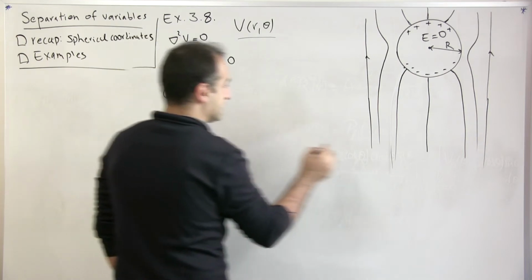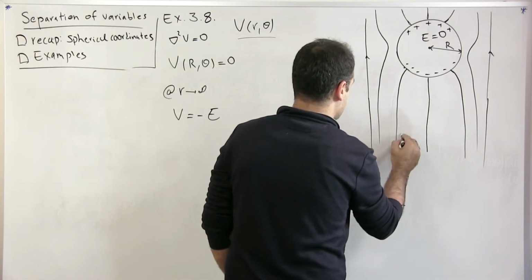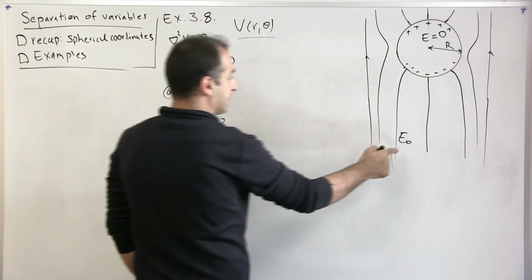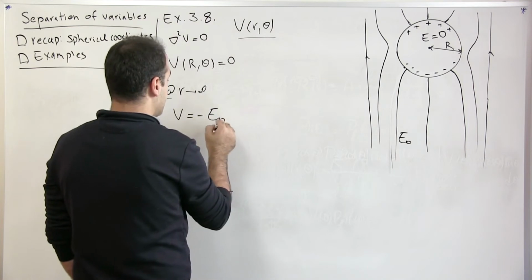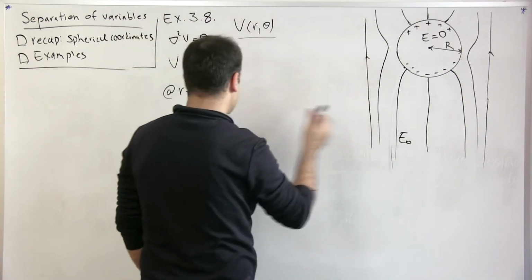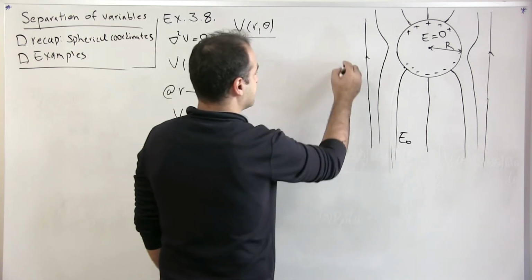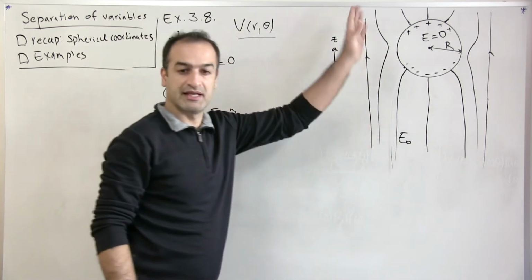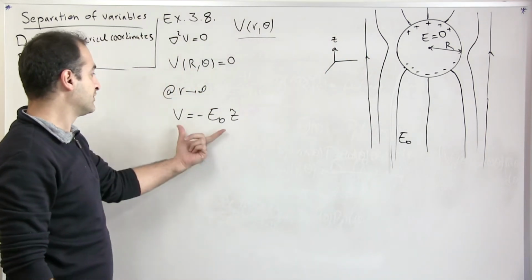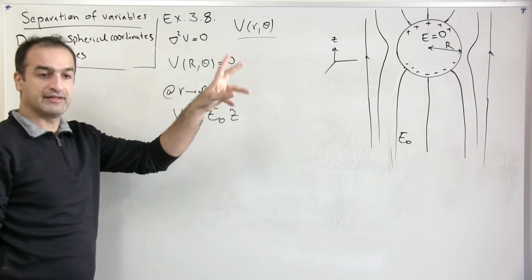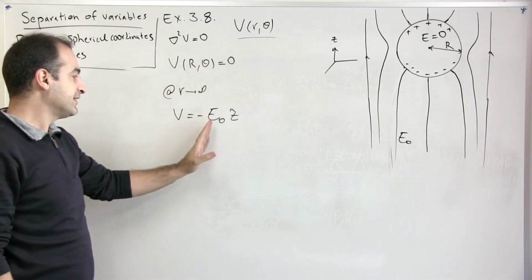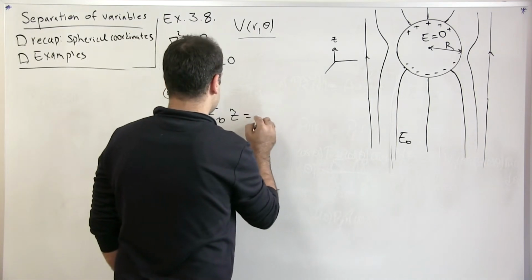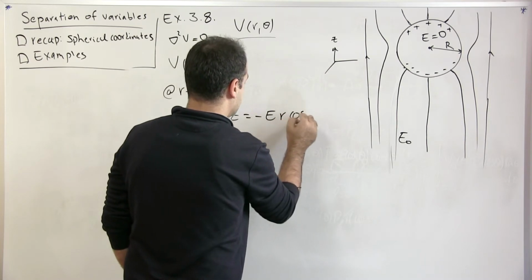negative. Imagine a field of magnitude E0 far away from the surface, okay? So if the potential is 0 at the surface, it's going to be negative E0 times the distance here that I'm choosing, Z. Okay, so I'm assuming that the Z direction is the same direction as these field lines. So potential far away from the conducting surface should be negative E0 times Z, and Z in spherical coordinates is R cosine theta.